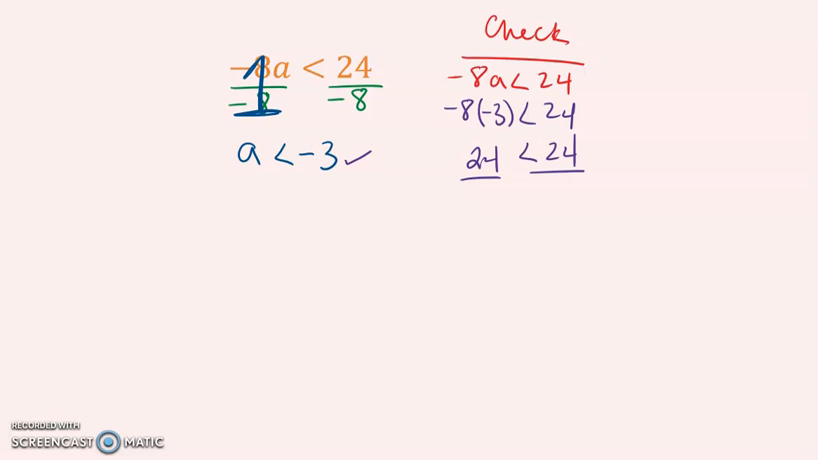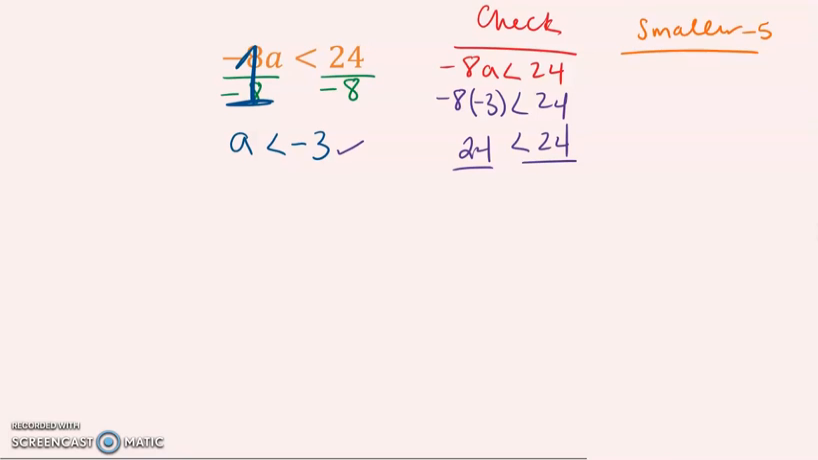Now I need to check to make sure that my solution is actually going the correct way. Because this right now is telling me that a has to be any number on the face of the planet smaller than negative 3. So let's check. Let's do our check for a number smaller. And I'm going to say negative 5, but you can choose negative 4, negative 10, whatever number you want, so long as it is smaller than negative 3.